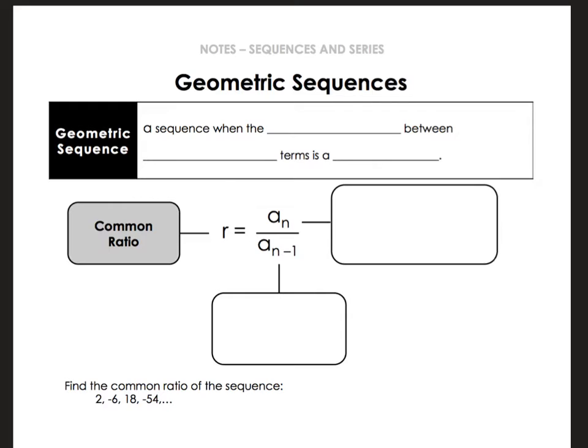So the first thing we can talk about is what is a geometric sequence. It's a sequence when the ratio between consecutive terms is a constant. What that means is basically each term in consecutive order, meaning the fifth term and the sixth term, they're consecutive. The ratio between those terms will be a constant, and no matter what terms you're looking at, it'll be the same ratio.